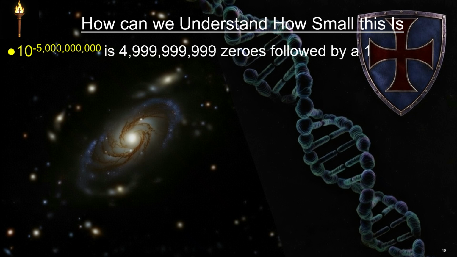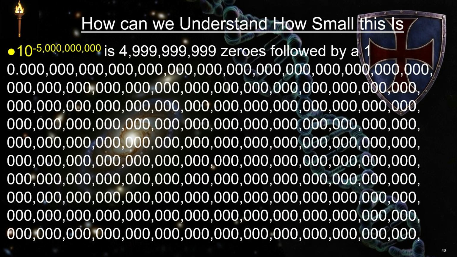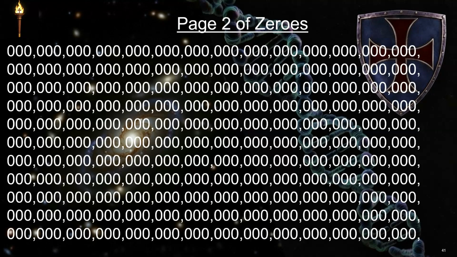10 to the minus 5 billionth is a decimal followed by 4,999,999,999 zeros followed by 1. So we can try and write this out. We'll start with this batch of zeros. Here's another batch of zeros. We add more zeros. We add more zeros.